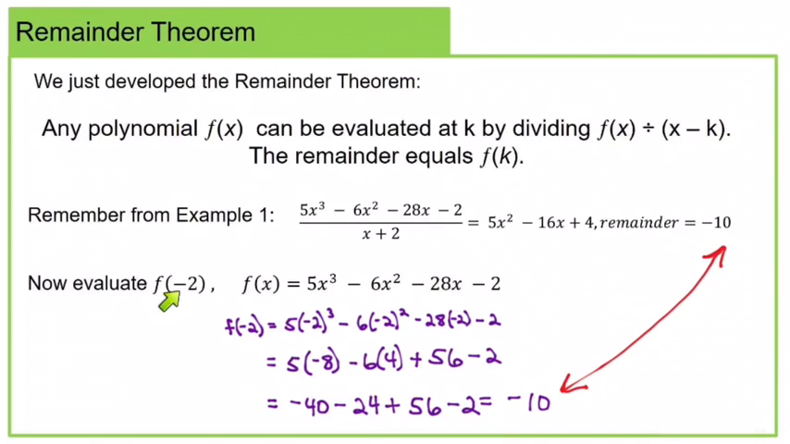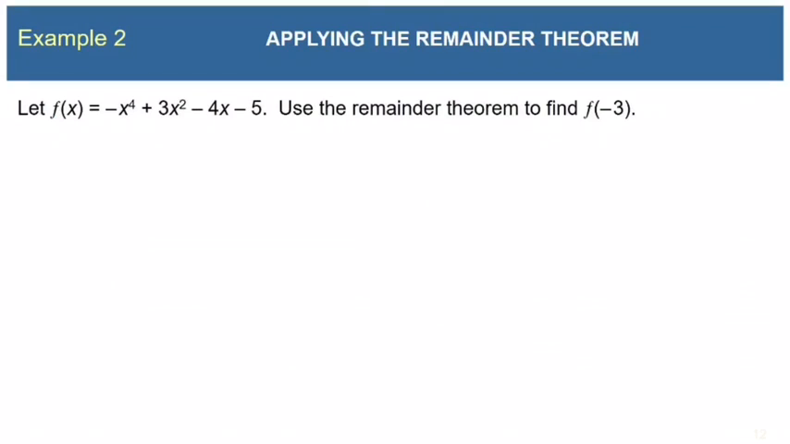Okay, so f of negative 2 can be evaluated by plugging in the negative 2, and it can also be evaluated by doing the synthetic division with negative 2 in the box and finding the remainder. Either way we want to do it. Now for some functions it might be easier to plug in the number directly, but for other functions like this one, it might be easier to just do the synthetic division with the number where you want to evaluate showing in your box. Let's see this on example 2.